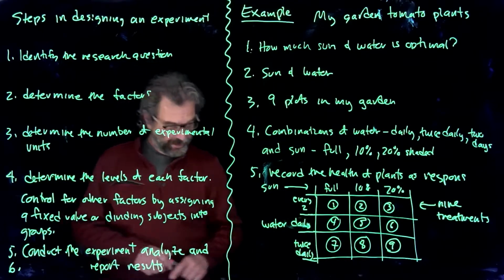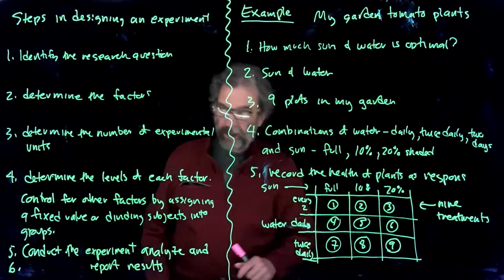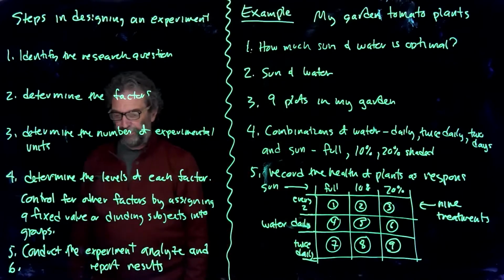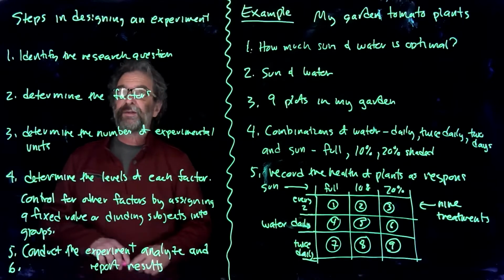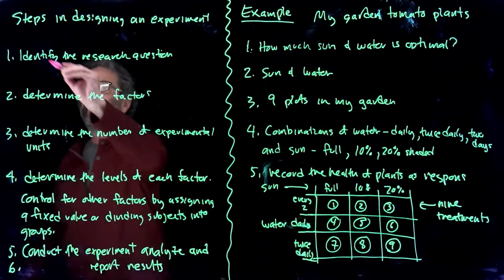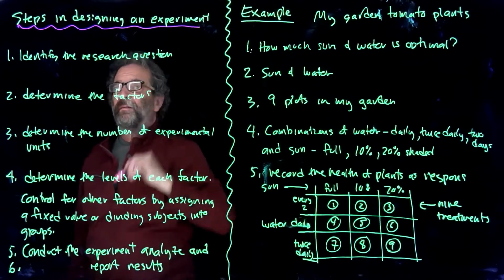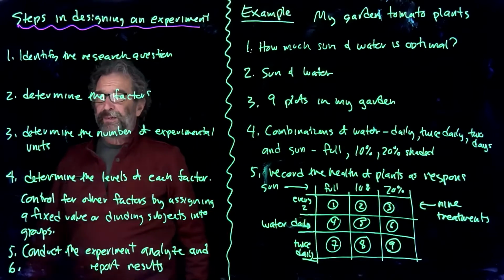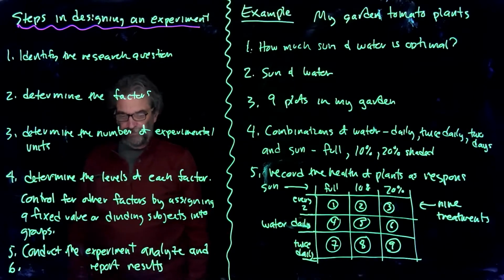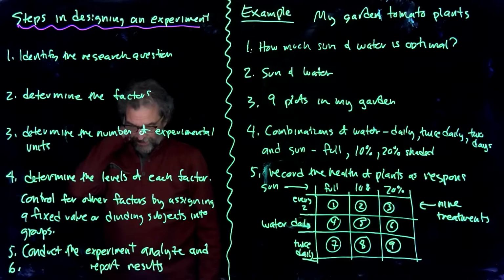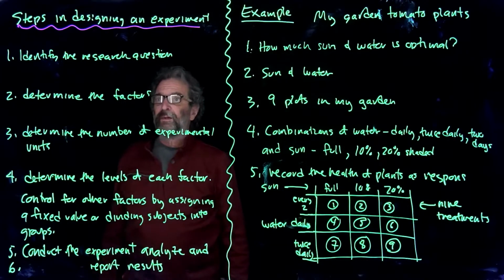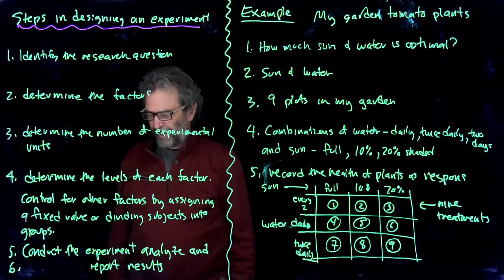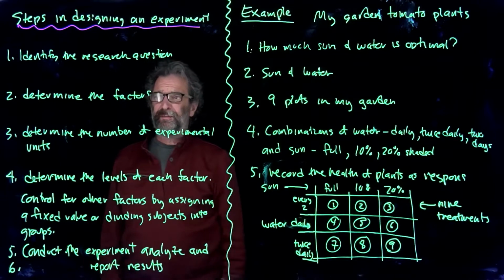So we're going to look at exactly how you go about constructing an experiment. Here are the steps in designing an experiment. First step is identify the research question. That can be something that's hard to figure out. You have to be able to identify something you can actually measure.